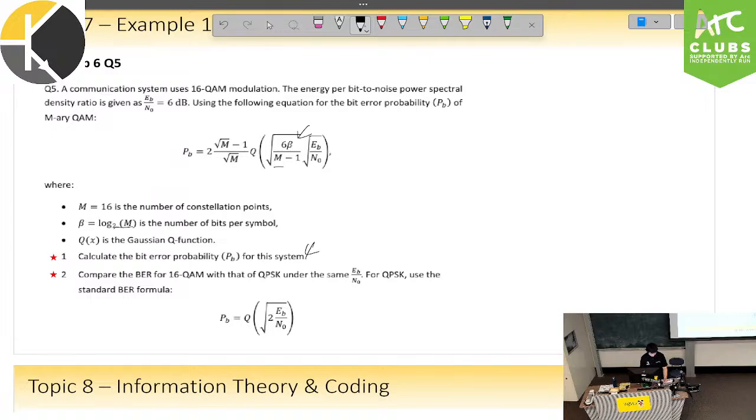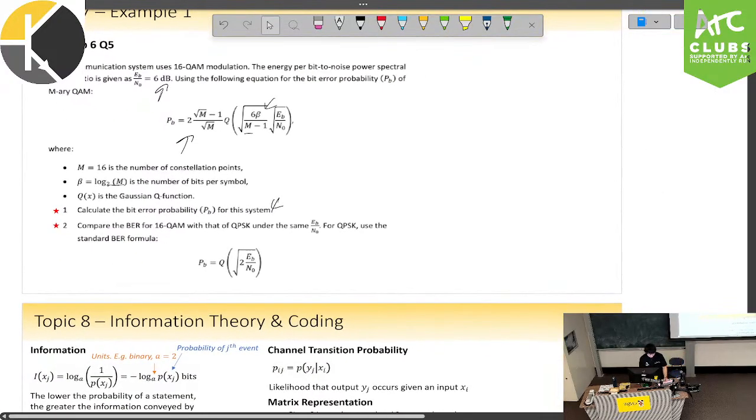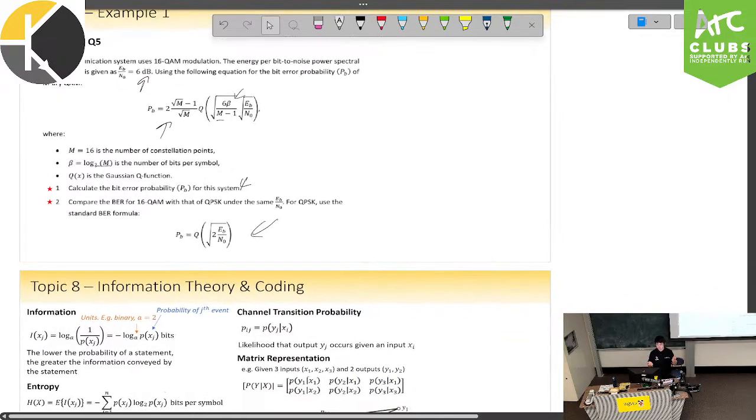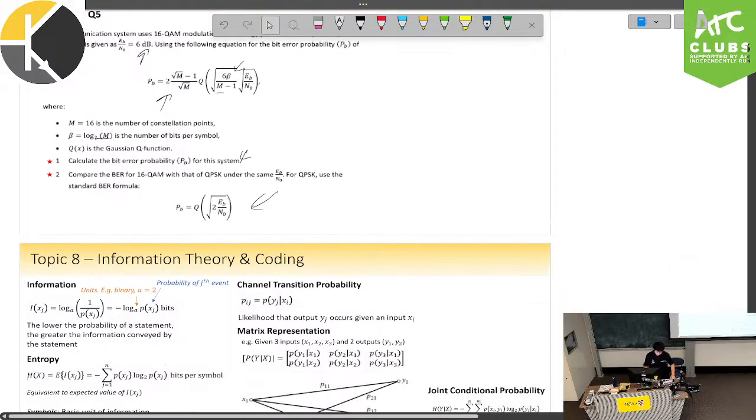Bit error probability, we just need to plug into this equation. There's really not too much more to it other than don't forget that your decibels is in terms of power, so 10 log base 10, right? And then they want us to compare, and the idea here is, okay, how do the two different bit error rates compare to each other?